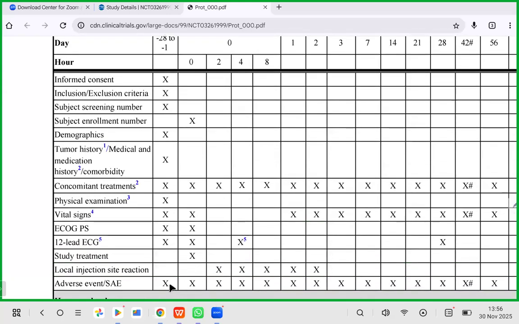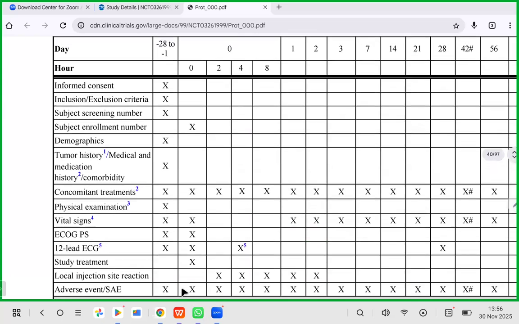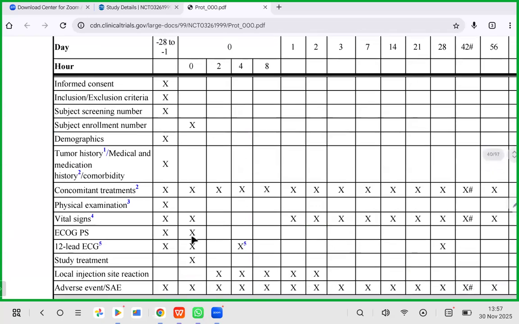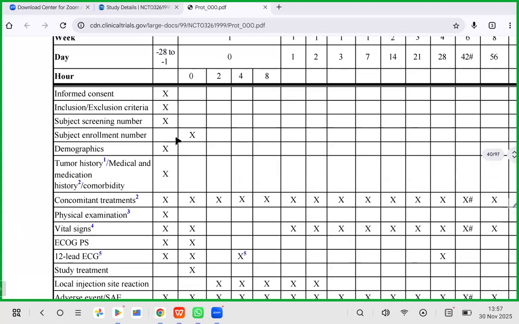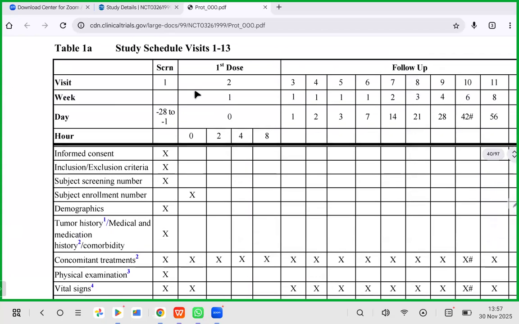Adverse events will be collected day wise. All the adverse event data will be collected day one, day two, day three. On all the days the adverse events will be collected. So the programmers will understand the study schedule very nicely from here.